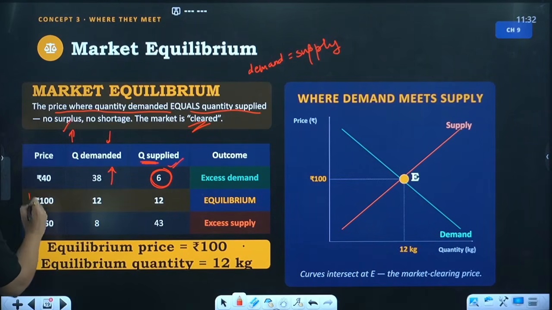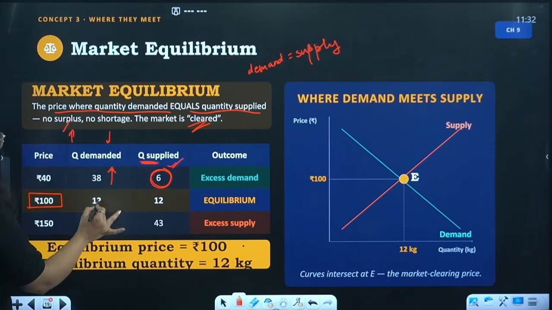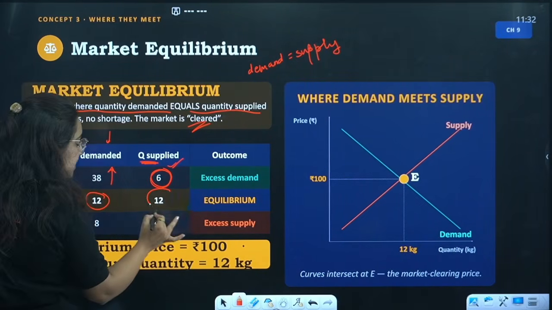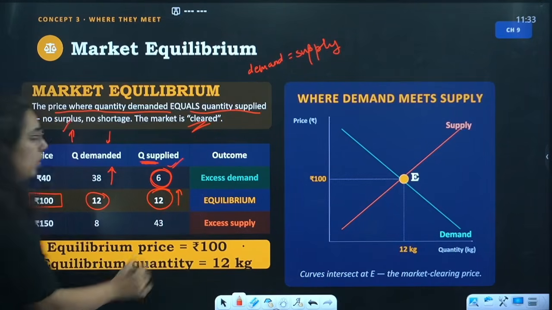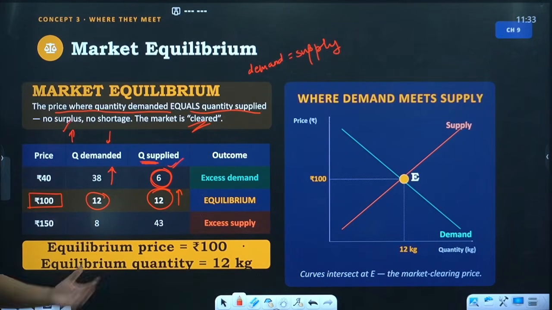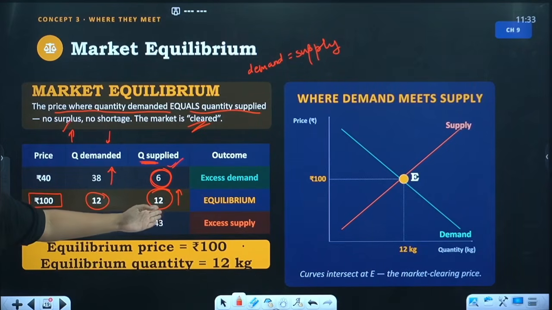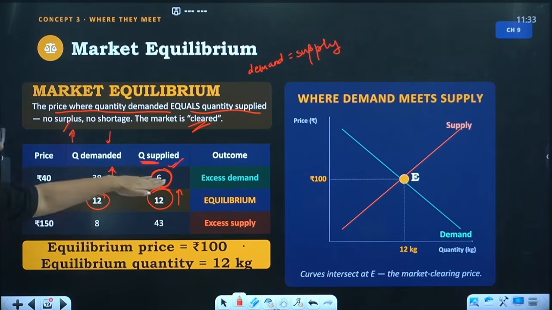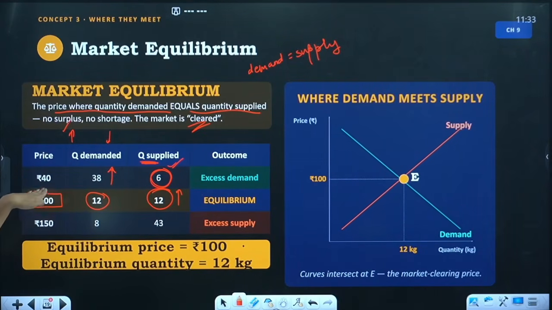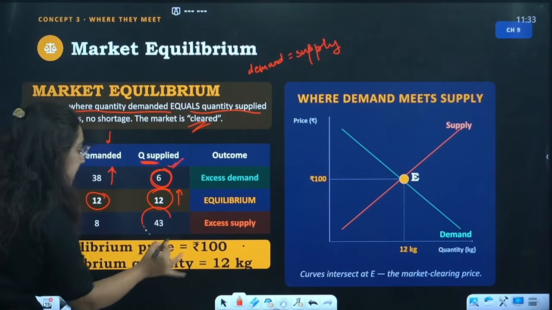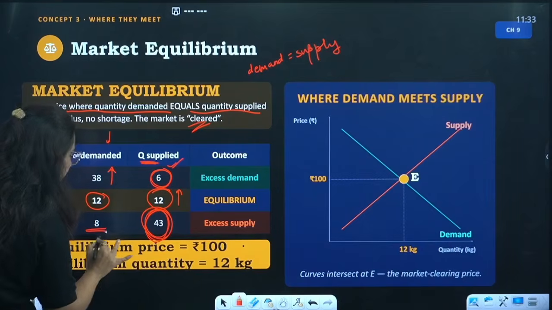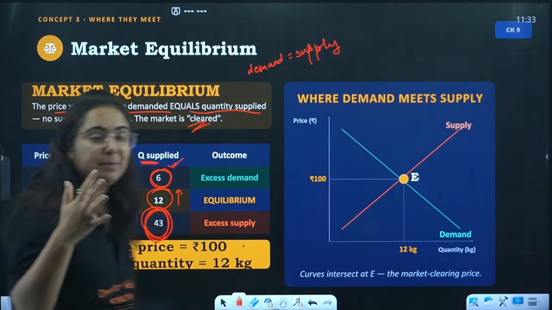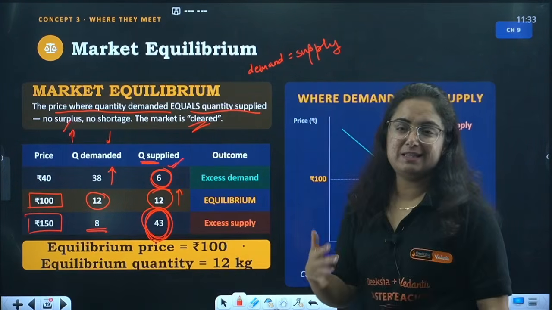Now there was a time when the price of the similar product was 100 rupees. Now the quantity demanded is 12 and the person is also willing to supply more. Why is the person supplying more? Because of the increase in price, he wants to earn profit. At that time he was not willing to supply because the price was less. When the price increased more, he supplied more, but the demand decreased as people don't want to buy at such a costly price.